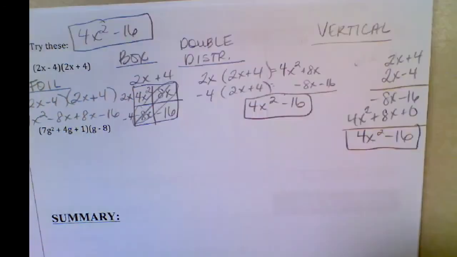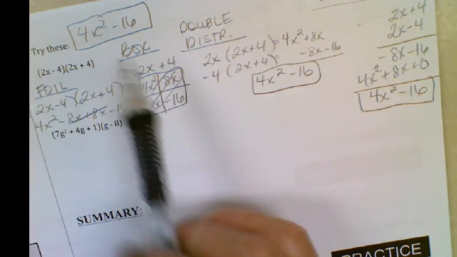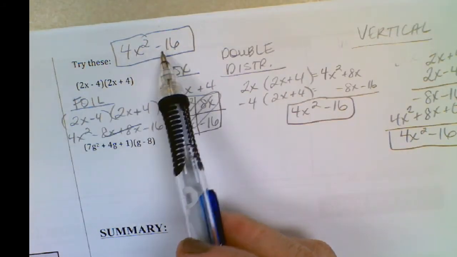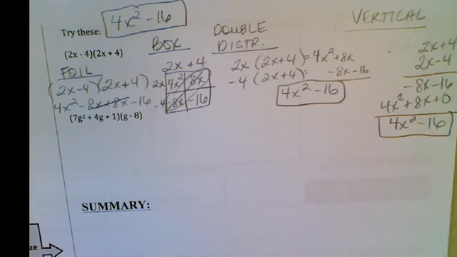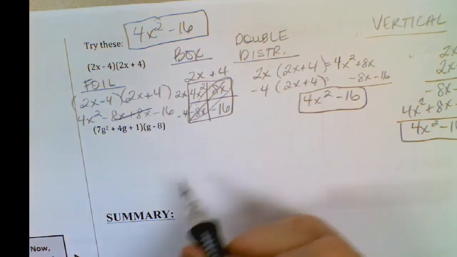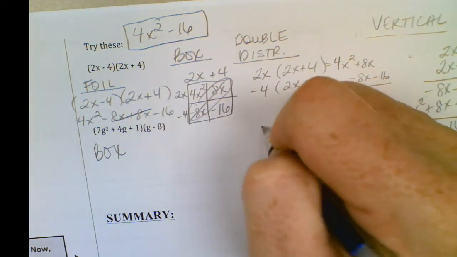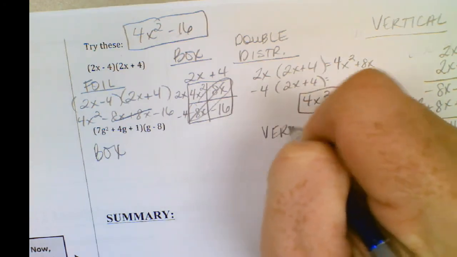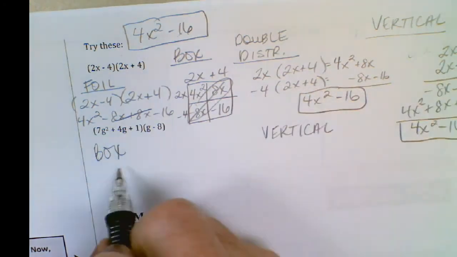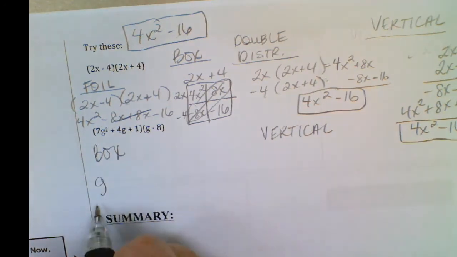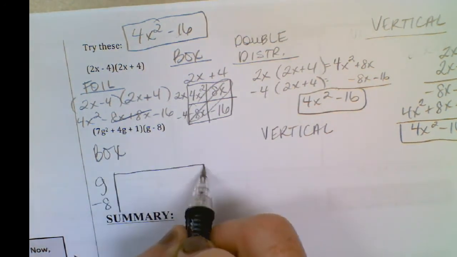So you should have gotten 4x squared minus 16. And you can put this on pause and look at the different ways that I did that and see if it compares to yours. The last one, I'm just going to do box and vertical because those tend to be the 2 most common that people choose. So this one would be a 2 by 3 box.